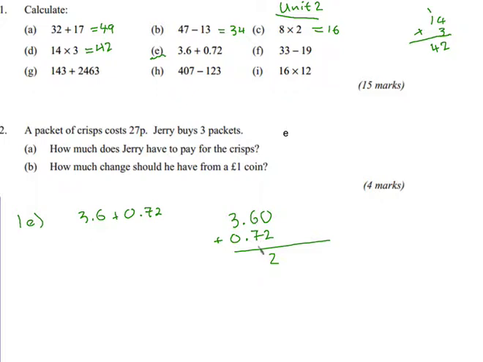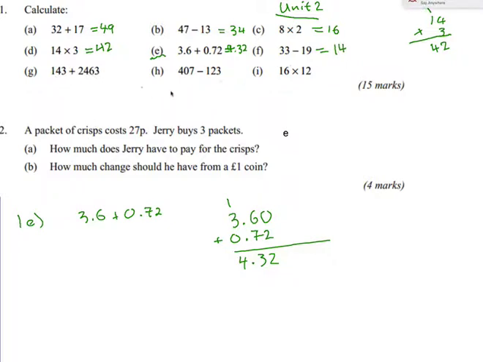6 plus 7 is 13. Carry the 1. We've gone past the decimal, so put the decimal point. 1 plus 3 plus nothing is 4. So this is 4.32. 33 subtract 19 is 14.